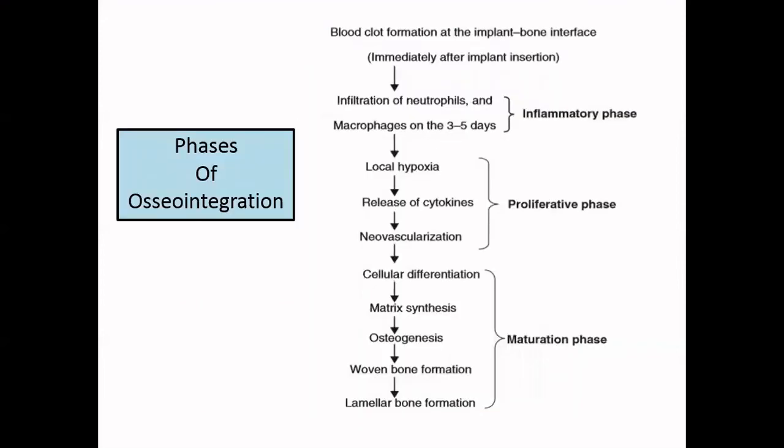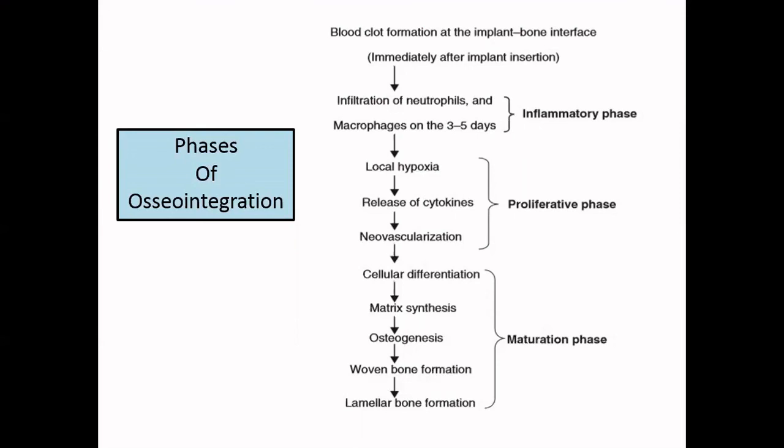So the phases of osseointegration: after the implant is placed, a bone clot forms at the implant-bone surface immediately after the implant placement, in which the infiltration of neutrophils and macrophages is seen on days 3 to 5. This is called the inflammatory phase of osseointegration.